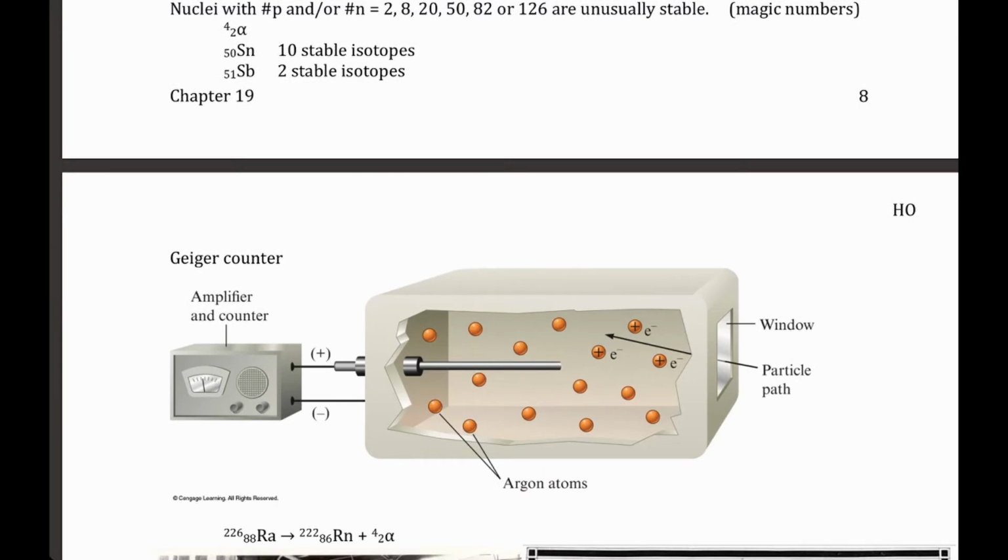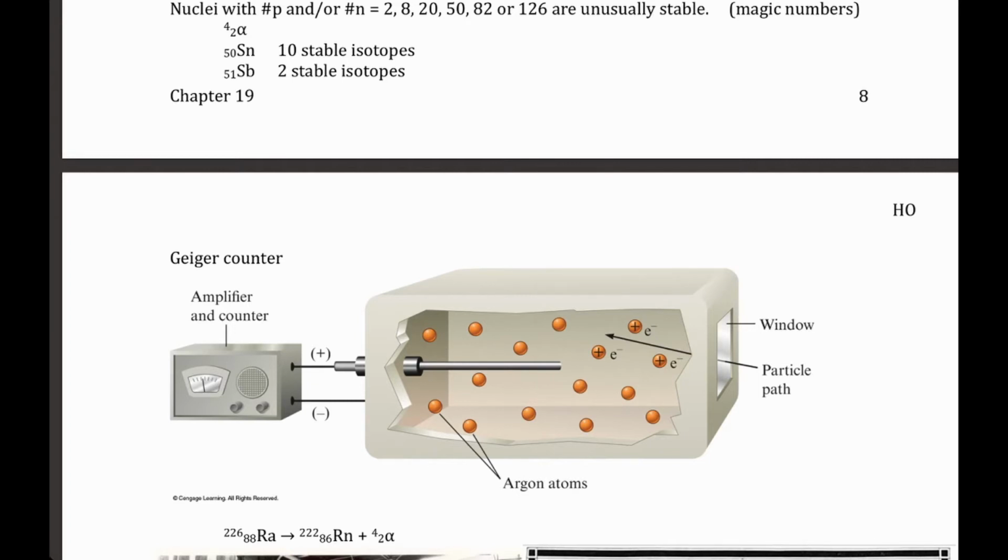This is a diagram of a Geiger counter. A Geiger counter has beeps having to do with detection of radioactive decay particles, and it works because it has a cavity that contains argon, and it has a window, where if the Geiger counter is put up to material thought to be radioactive, if it is, then that radioactive material is producing alpha particles, beta particles, positrons, gamma radiation, depending on what the isotope of that radioactive material is.